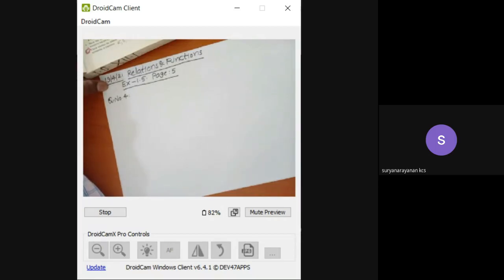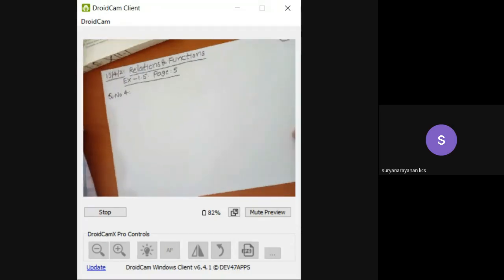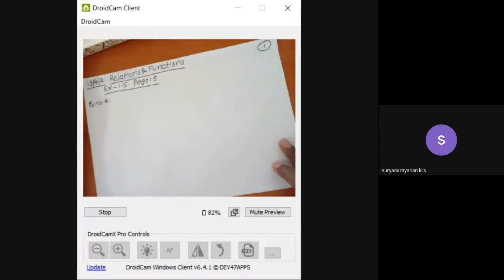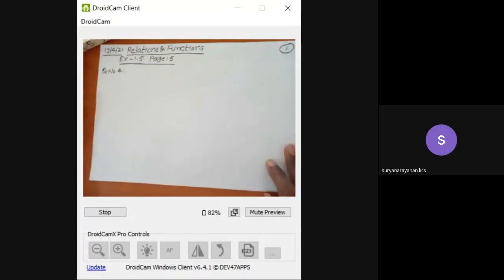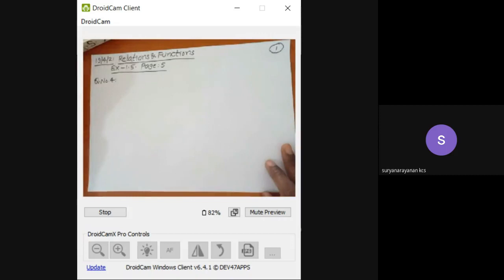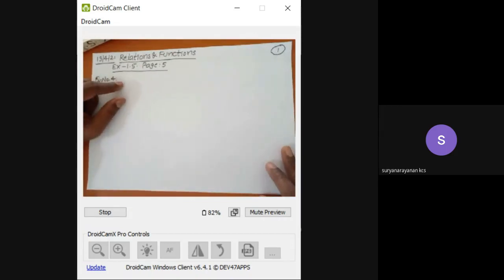See here, my dear children, a relation R is defined in the set R. Here, set R means it is a set of real numbers. In a set of real numbers, a relation R is defined as A is less than or equal to B. We have to show that this relation R is reflexive and transitive, but not symmetric.